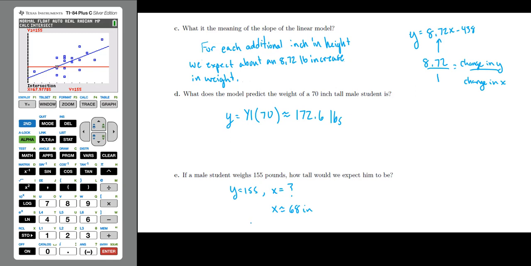Now, in both of these cases, if you want to just do this manually, in this case you would have just said y equals 8.72 times 70 minus 438, and then would have gotten pretty close to that answer. Or if you would have gone 155 as the y, so 155 equals 8.72x minus 438, and solved for x, of course, that'll get you the same answer. So I don't care if you do it that way, but I just wanted to take this chance to show you how you could use your calculator to get that same information.